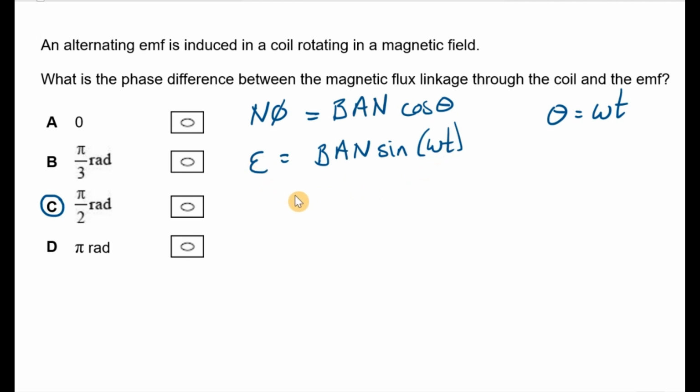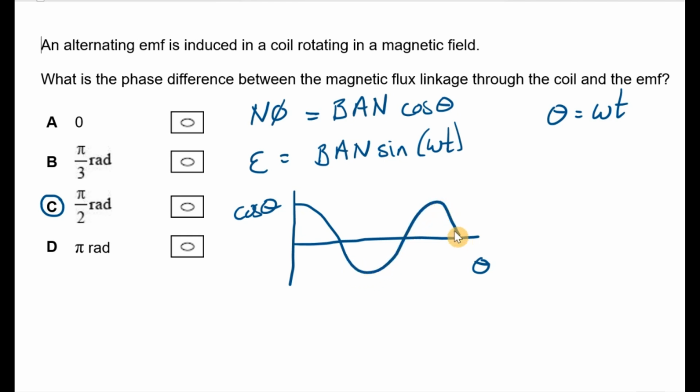So let's just quickly plot those graphs. If I have theta along here, then cos of theta will look like that. And if I have sine theta, it will look like that.